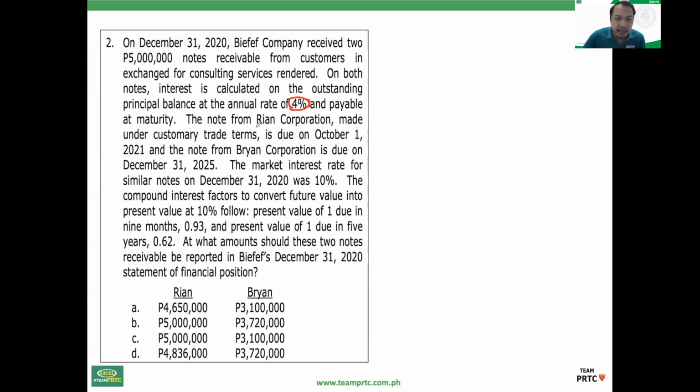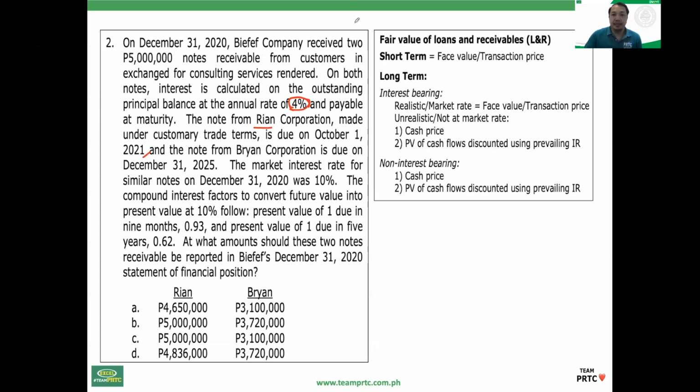Now, the note from Rian made under customary trade terms is due on October 1, 2021. So that note is what? Short term. Okay, at dahil short term yan, normally we ignore the effect of discounting. So the note from Rian carried at what? Face value. Okay, so ito yung situation kay Rian. Okay, short term. So yung face value niya, yan na din ang kanyang fair value.